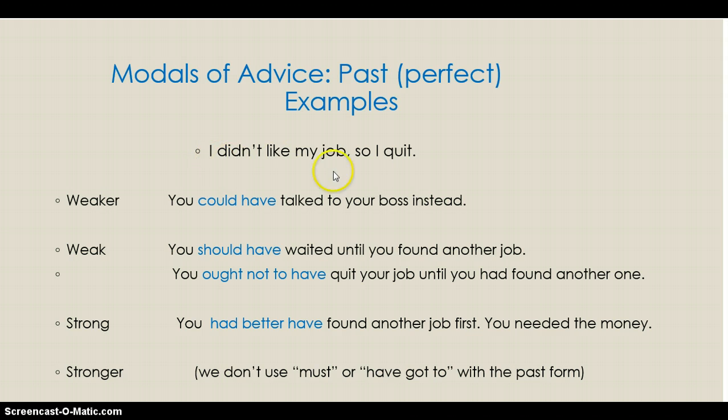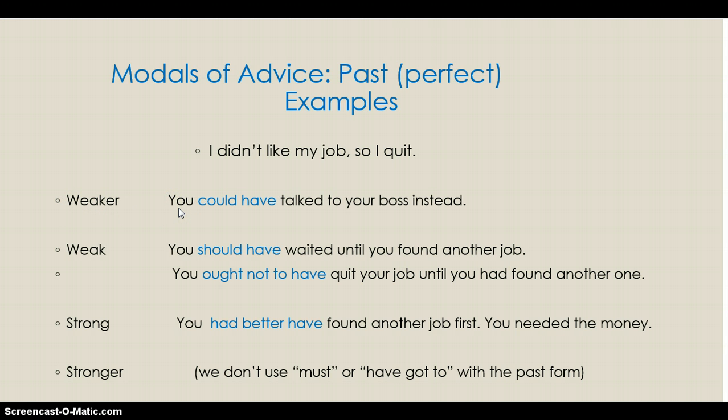Now, this sentence here is going to communicate something in the past. So if I come to you and say, I did not like my job, so I quit. So I have already quit my job. This happened in the past. So you are going to give me pieces of advice that show that I should not have done this in the past. So here's an example of maybe using a weaker modal if you don't know the person very well.